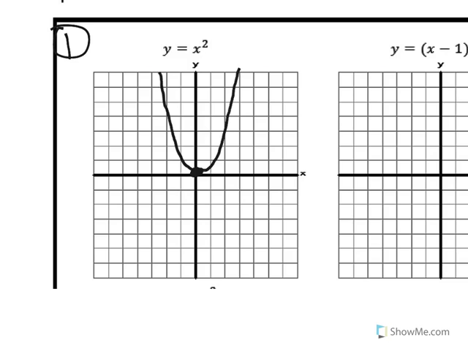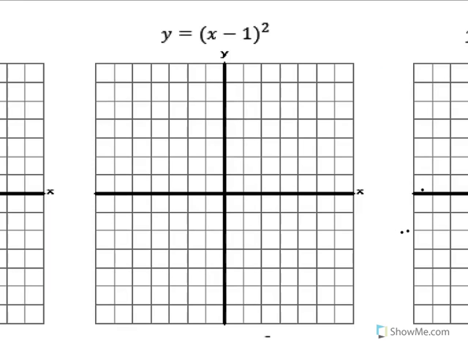Okay? So now, if I were to go on to number 2, I see that there's something different in here. There's a parentheses with a -1 and then a squared. So we don't have just x squared like we did last time. So first let's talk a little bit about what that means.